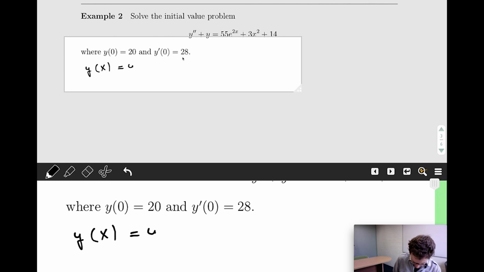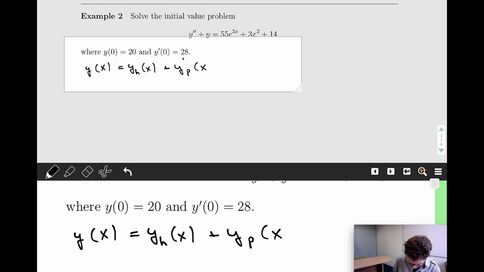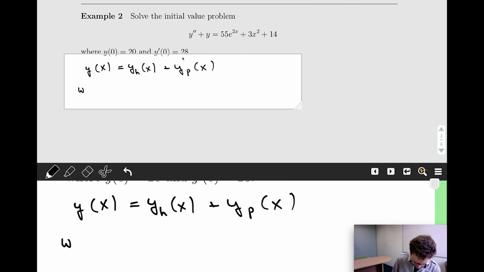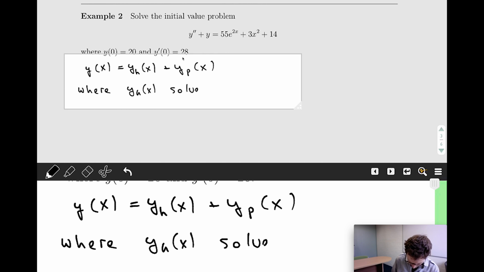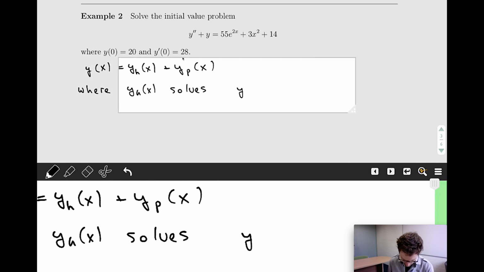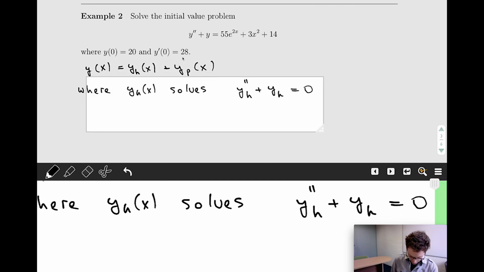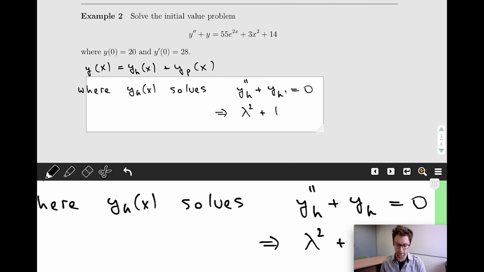We're going to have a homogeneous piece plus a particular piece, where the homogeneous piece solves the homogeneous problem. Just set the right-hand side equal to 0. Now we can easily solve that by writing down the auxiliary equation right away. Every derivative gets turned into a power of lambda. So I've got a second derivative, I don't have a first derivative, and I have no derivatives.